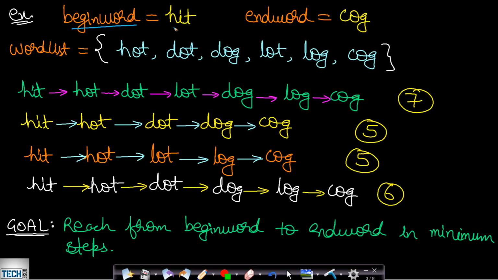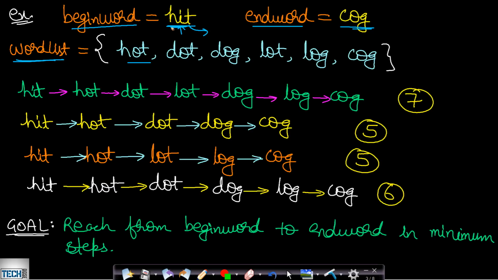Given this begin word, let's assume it is hit. We want to convert it to the end word, which is cog. So the word list is here. We are given 6 words, and if we want to convert this hit to cog, then all the transformations should include only a single character transformation at a time, and the transformed word must be present in this list of words, which is the word list.